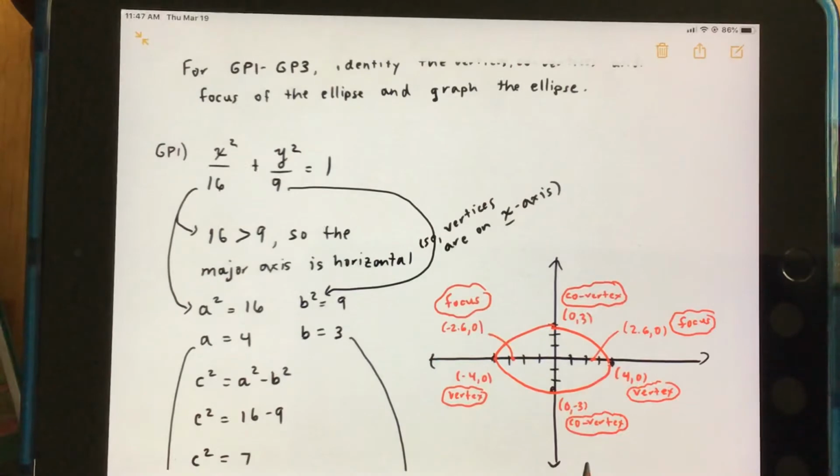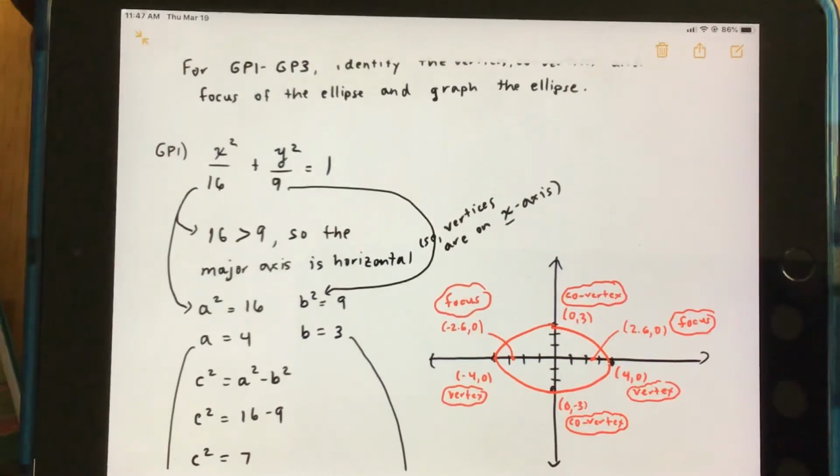Our covertices, and that's the plural for covertex, in this case will be our shorter axis. And in this case, our covertex values will be 0, 3, and 0, negative 3. So we're going to plot those points on our coordinate plane. We'll draw a squashed circle through those points, and that will become our ellipse. Our focus points are always going to be inside of our ellipse, and that's where we, again, thought of pinning down a string at the ends here, and then dragging that string with a pencil all the way around to create the ellipse. So our focus points will always lie on the major axis. That will be important as we figure out where to put them.